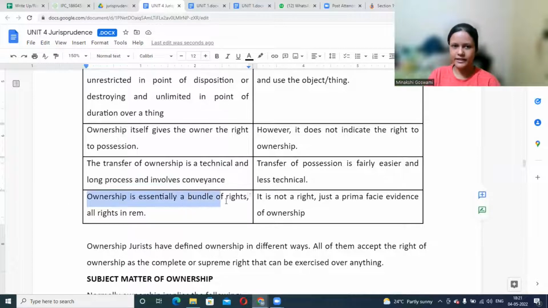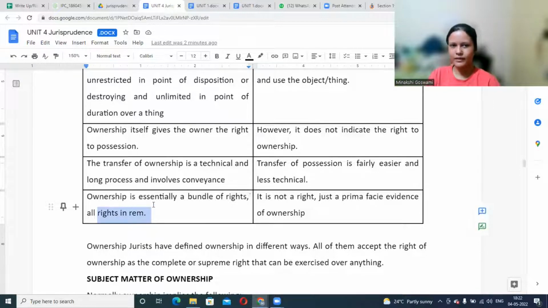Ownership is essentially a bundle of rights, all rights in rem. Possession is not a right, it is just prima facie evidence of ownership. In most cases we see, whoever is possessing a certain property is the owner. But when we talk about ownership, it comes with a lot of rights. In fact, all the rights are given to the owner, and these are rights in rem.